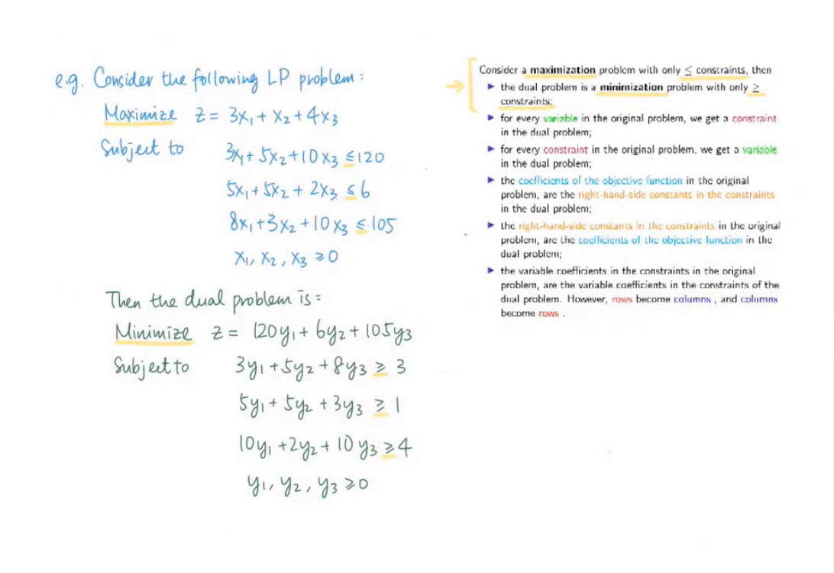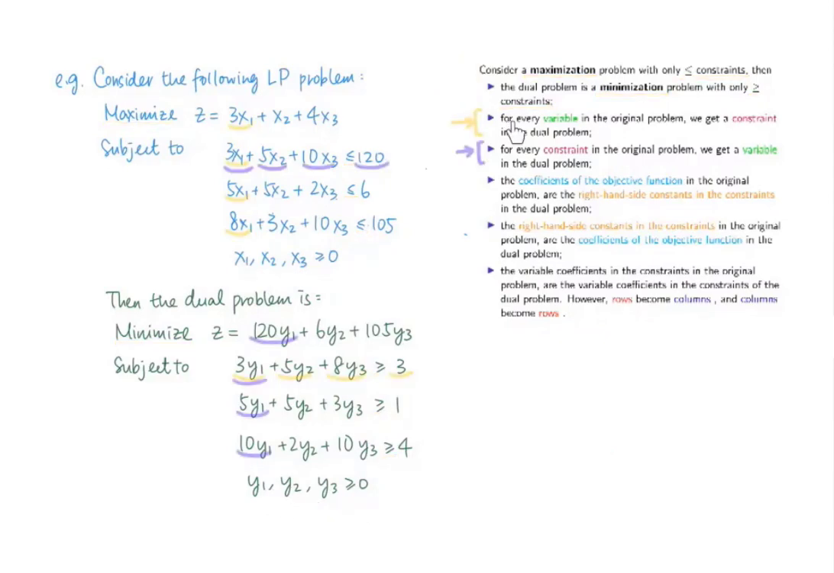Let's refer back to the guideline on page 3 of the lecture notes. We can see that originally we have a maximization problem with all the constraint inequalities having less than or equals symbols. Then the corresponding dual problem will be a minimization problem with all the constraint inequalities having greater than or equal to symbols. But please notice that for both the original linear programming problem and the dual problem, we still assume that all the variables are non-negative.